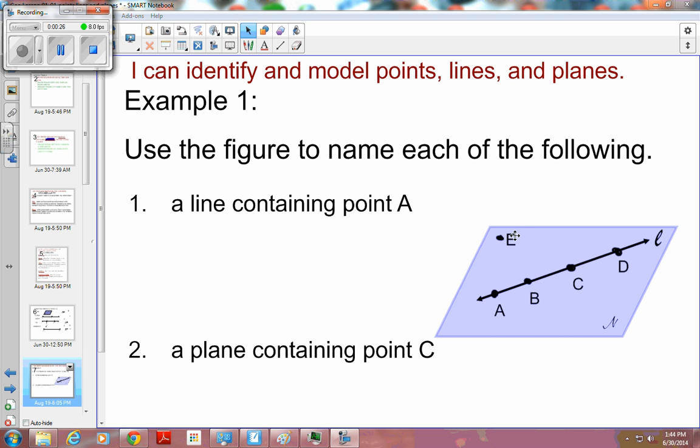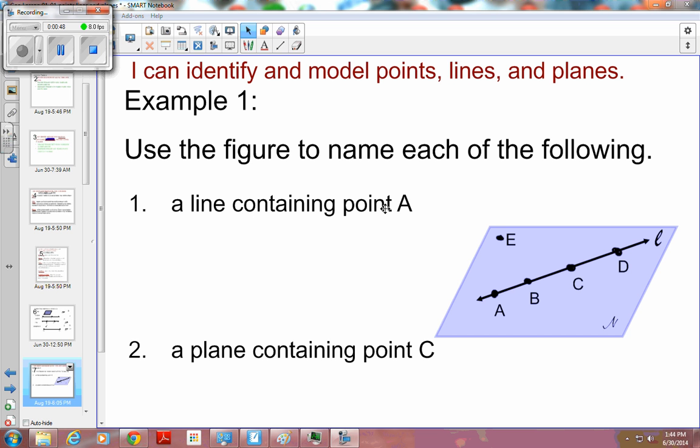We've got points here. Points are placed as dots on a plane. Even though they have no length or width, we've got to give them that in order for us to actually see them and know where we're talking about. And then we have lines, and we just have one line in this picture, and that's this line coming through here. So we want to use a figure to name each of the following.